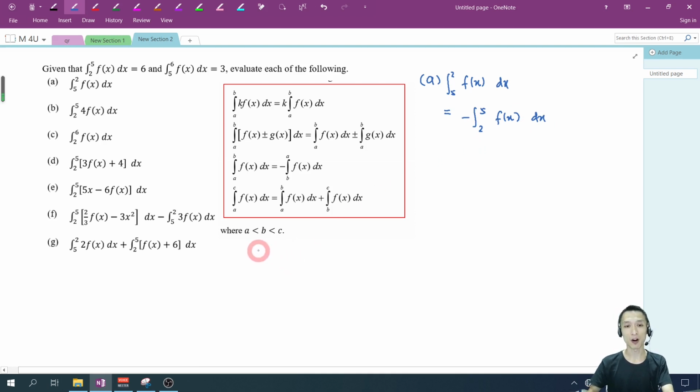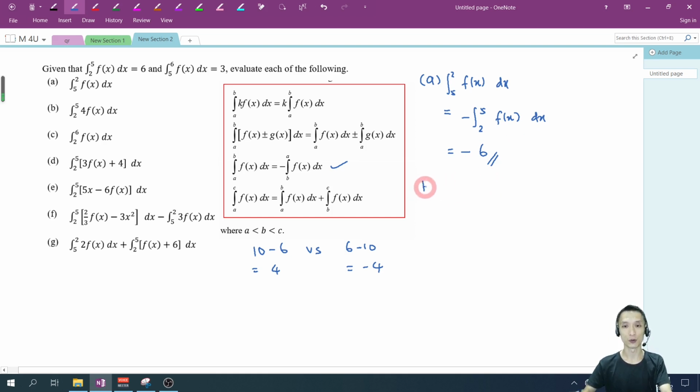It's the same concept as this one: 10 minus 6 versus 6 minus 10. This will give us 4, and this will give us negative 4. So now I'm using this property, this law. Negative, I just copy. What is the answer for this part? Given by the question, it is equal to 6. The final answer is negative 6.